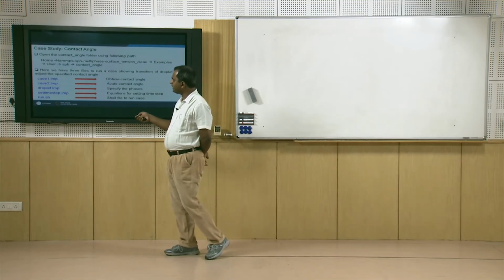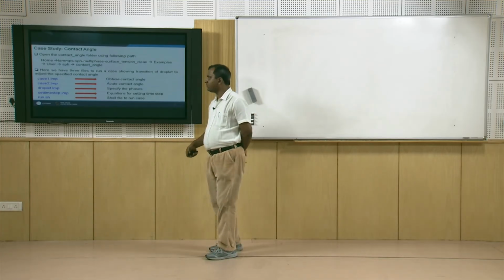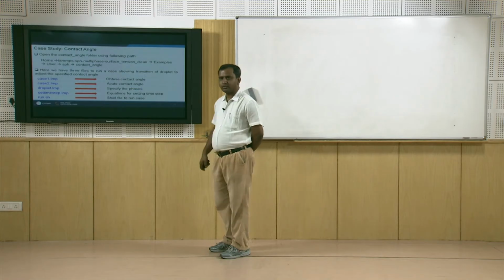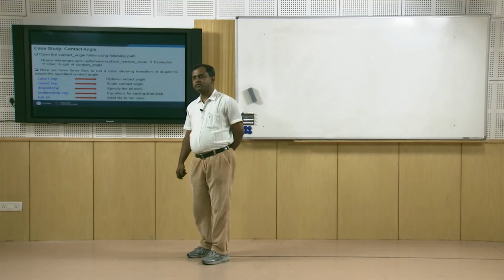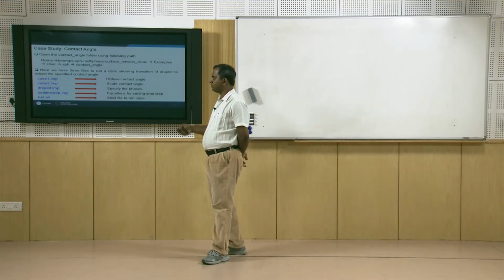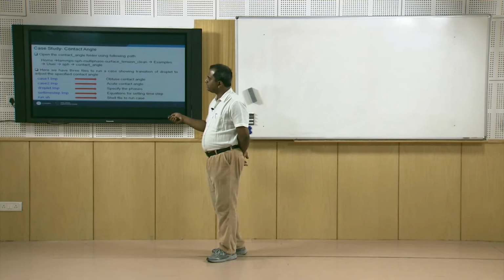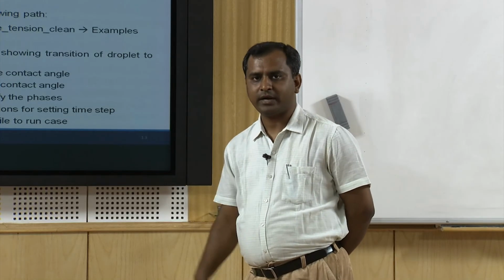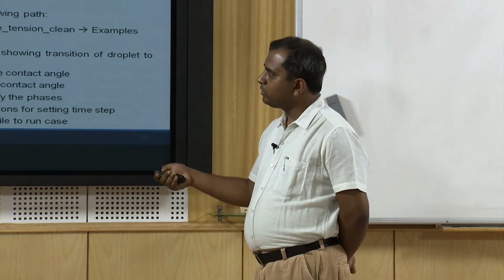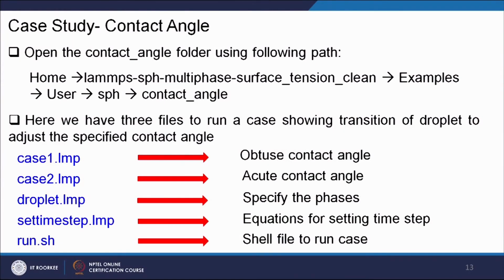So, case 1 LMP and case 2 LMP give you the definition of obtuse and acute contact angles. We know that the contact angle can be more than or less than 90 degrees, and depending on that we have cases of obtuse and acute contact angles. I will be showing you details of one .lmp file, case 2 LMP, and I will show where case 1 LMP differs, the rest of the commands being the same. Apart from that, I will show you the placement of droplet.lmp, that means the initial placement of the drop that is specified in this file.